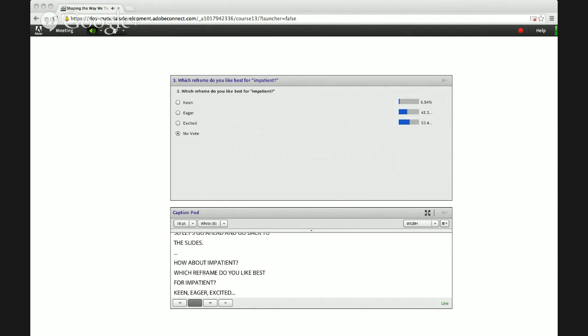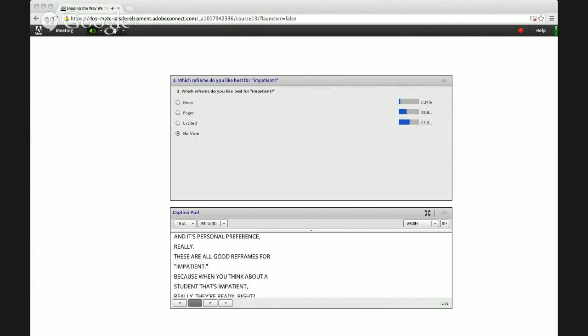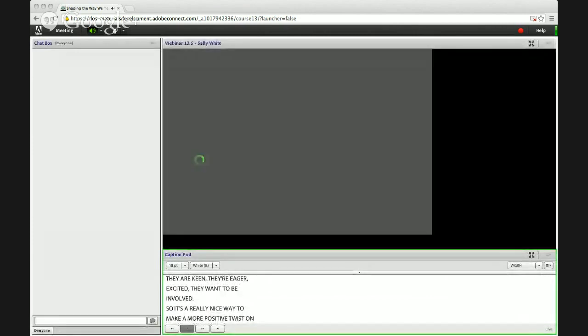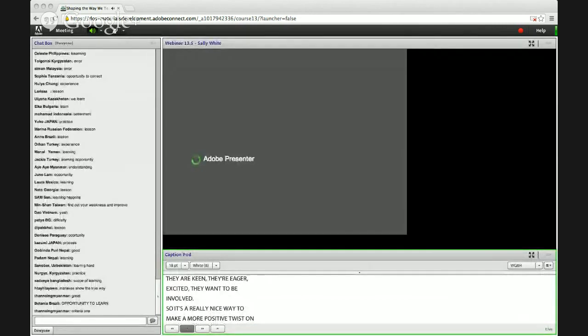Again, there's a mix on this. Most people seem to like eager or excited. A few people like keen, and it's personal preference, really. These are all good reframes for impatient. Because when you think about a student that's impatient, really, they're ready, right? They are keen, they're eager, they're excited, they want to be involved. So it's a really nice way to make a more positive twist on this idea of impatience. Okay, thank you, Heather.